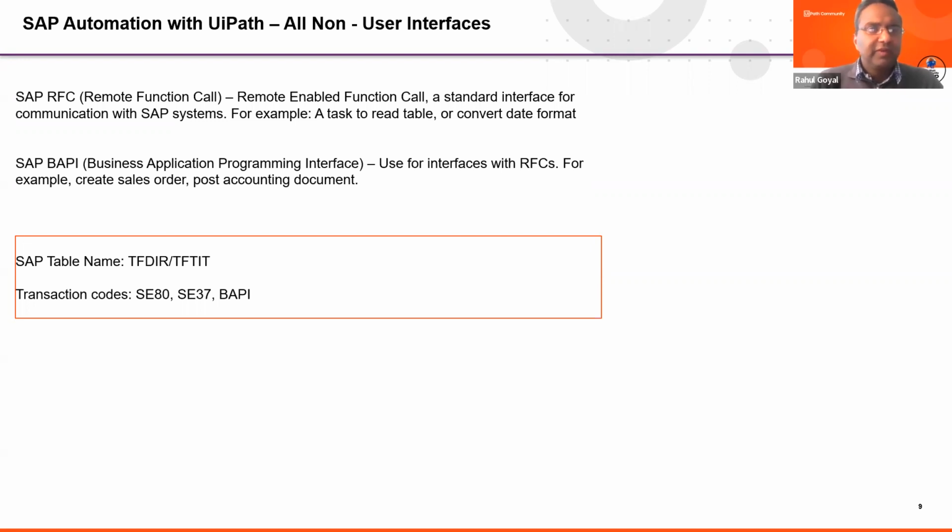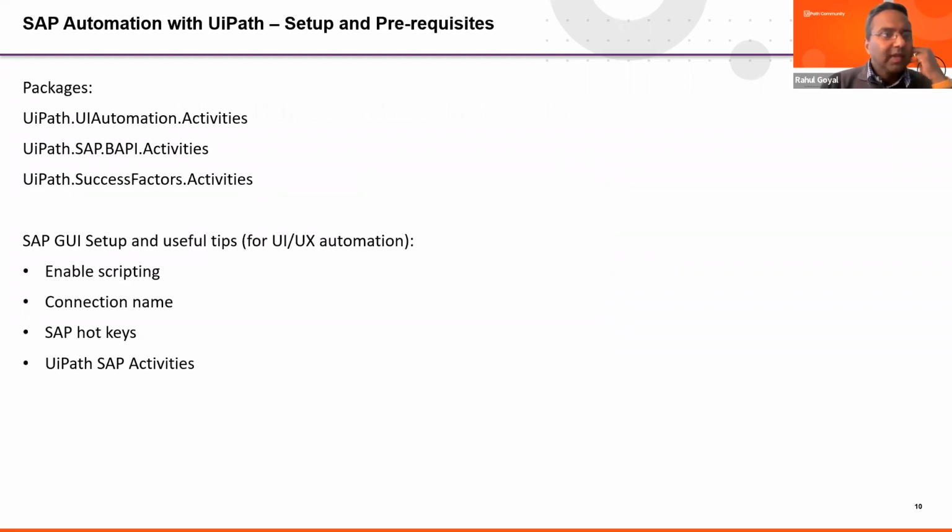So I'll touch upon briefly in the demo how to look up an RFC, how to find out the standard RFCs in the system. And then this slide is more of a demo slide, but I wanted to call out what type of packages you need to install. I'll show it in the system also. And then some of the prerequisites and the GUI setup, which you may have. I highly recommend enabling some of those features to make for much smoother automation.